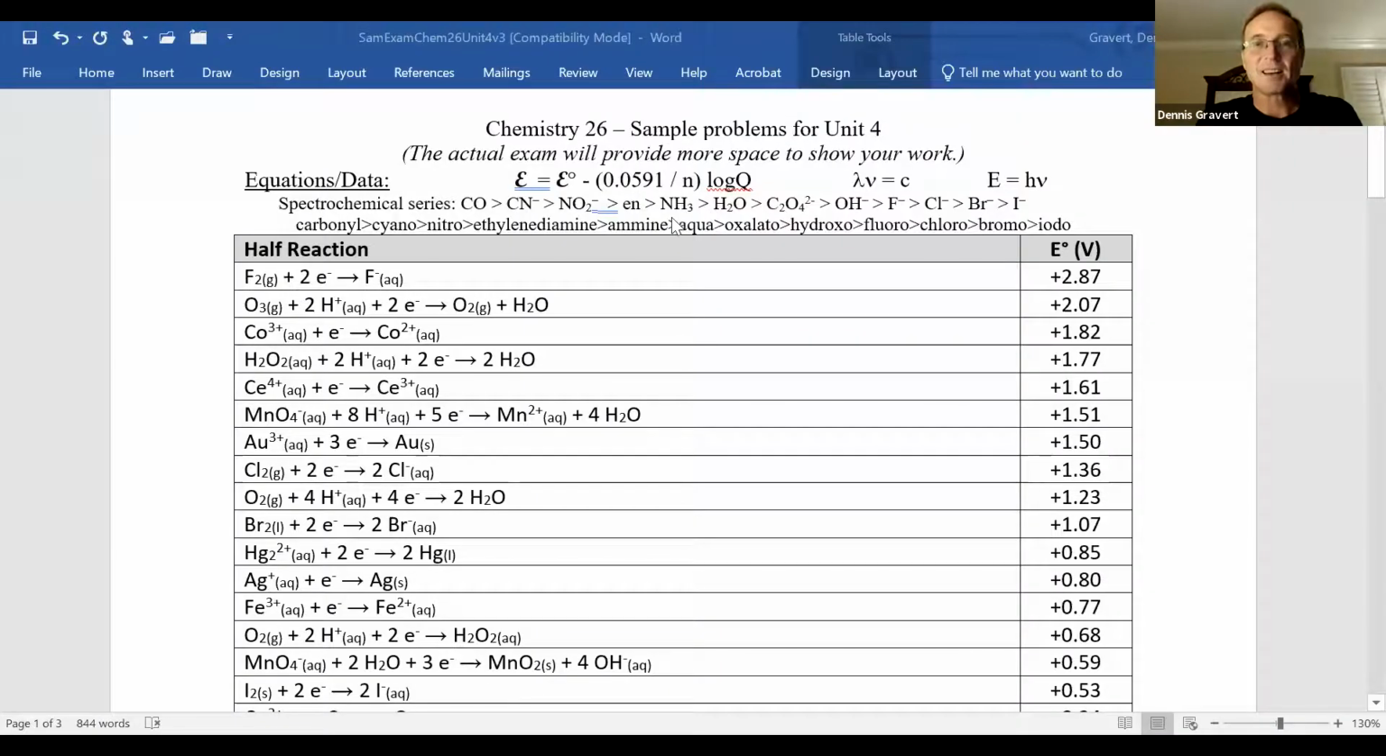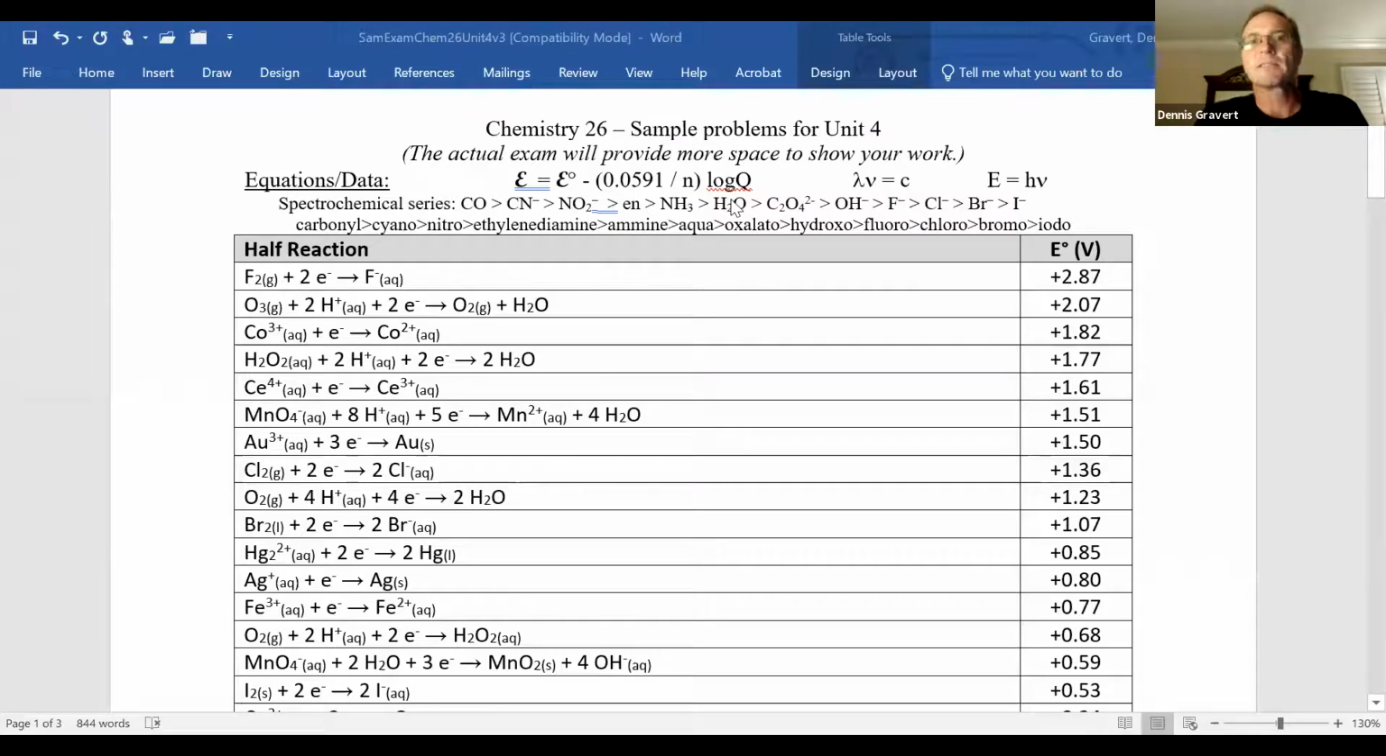Okay. Actually, there's going to be 5 of them now. So it still ends with ammonia: ammonia, ene, nitro, cyanide, carbonyl, it says right there. Those are going to be the strong field ligands, the ones that make big gaps.